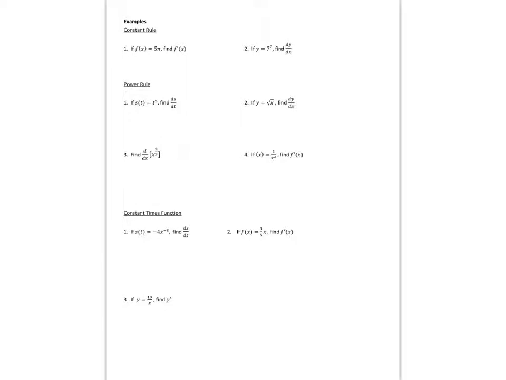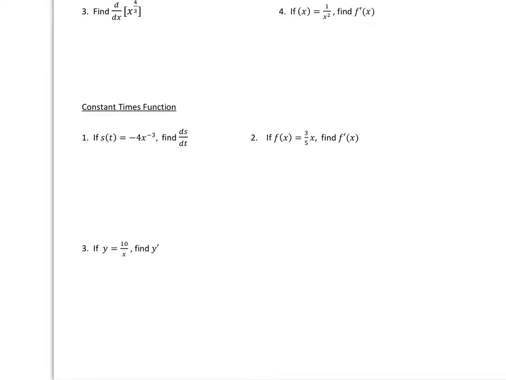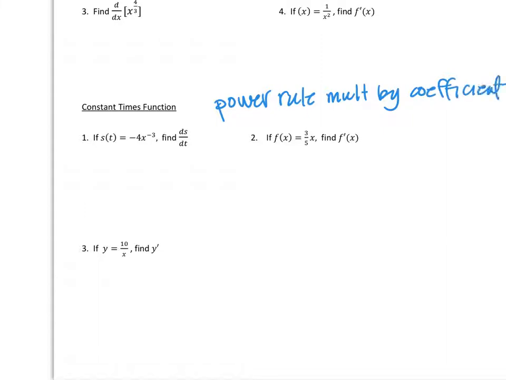Hi everybody, we are going to look at the three examples at the bottom of the notes. This says constant times functions. What I want you to realize is it's really the power rule multiplied by the coefficient, or when you're using a coefficient in front.